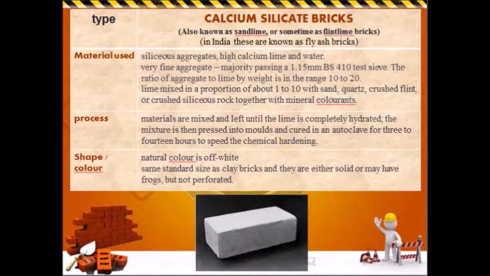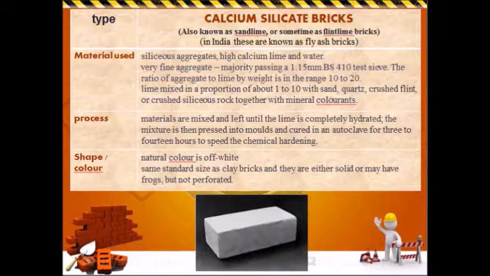Next is calcium silicate bricks. Calcium silicate bricks also known as sand lime or flint lime. Kalau kat India, calcium silicate brick dikenali sebagai fly ash brick. Material used is siliceous aggregate, hard calcium lime and water. Very fine aggregate. Majority akan passing 1.15 mm using test sieve. The ratio of aggregate to lime by weight is in the range 10 to 20.